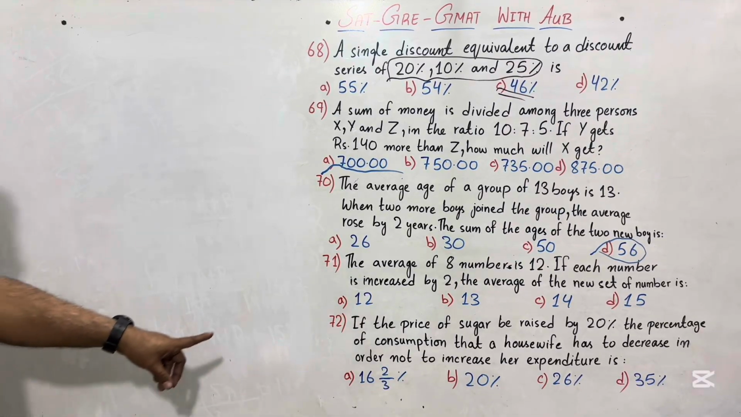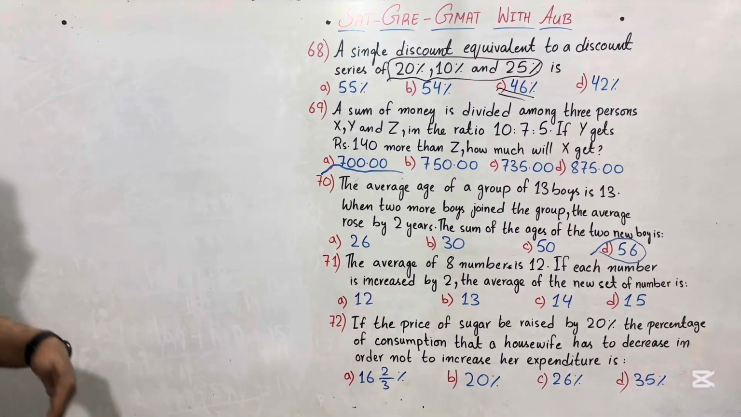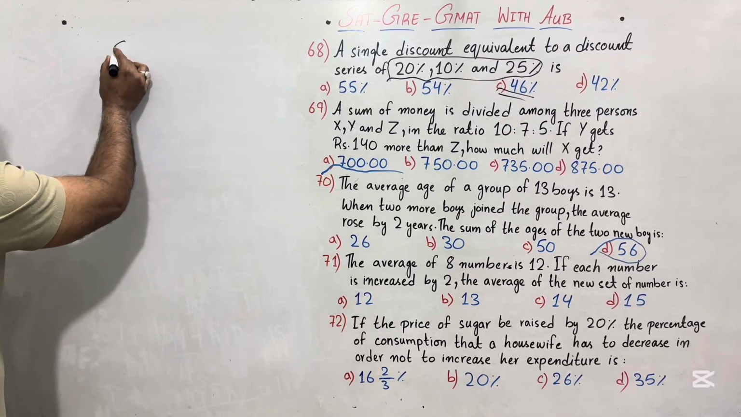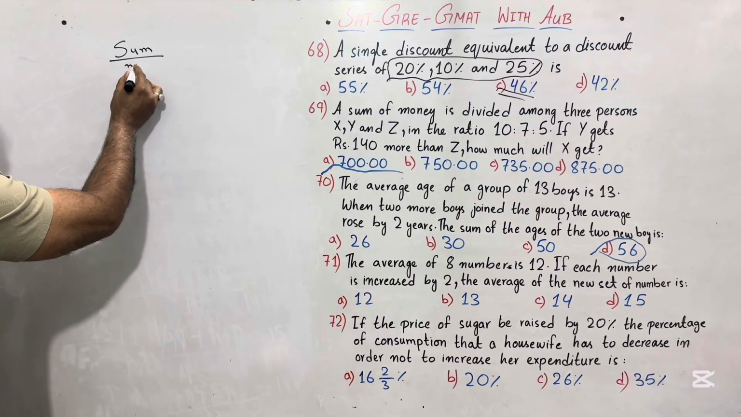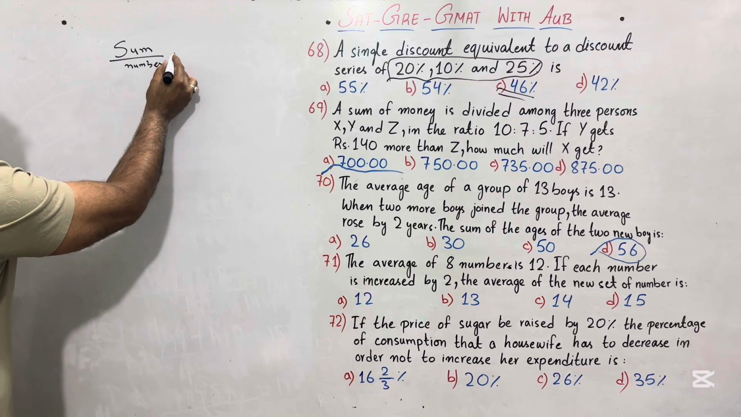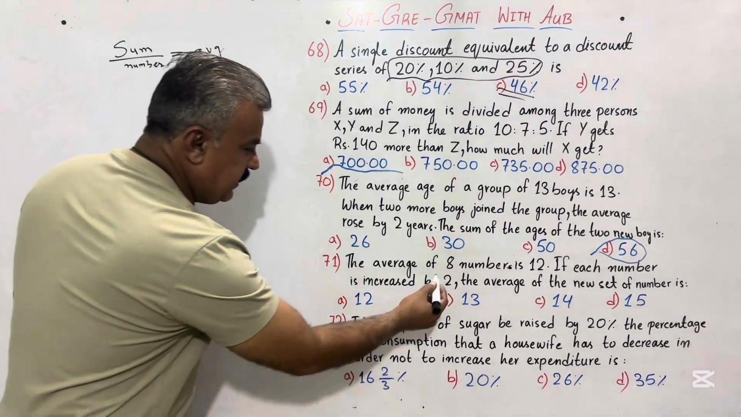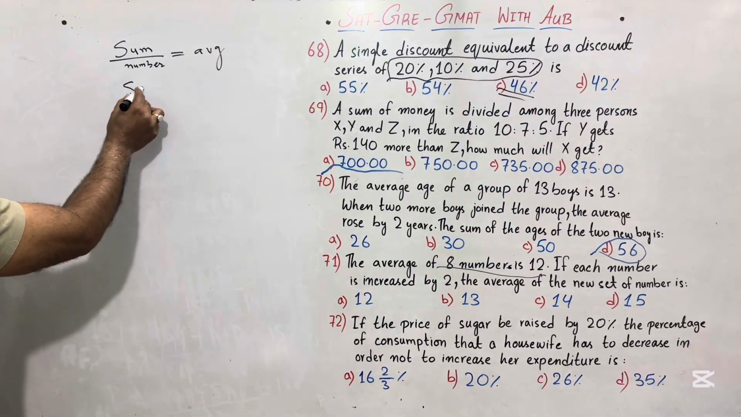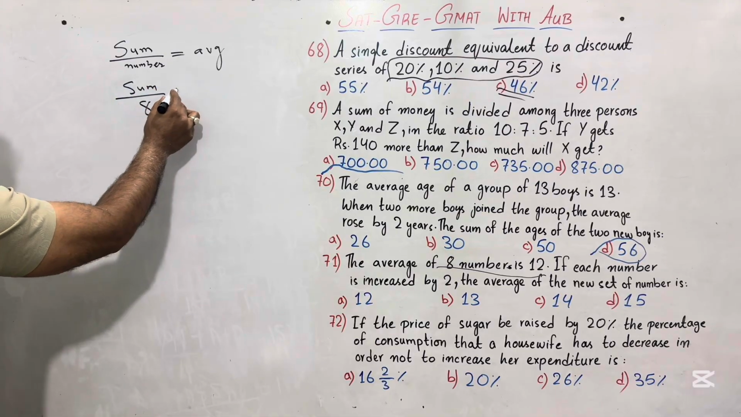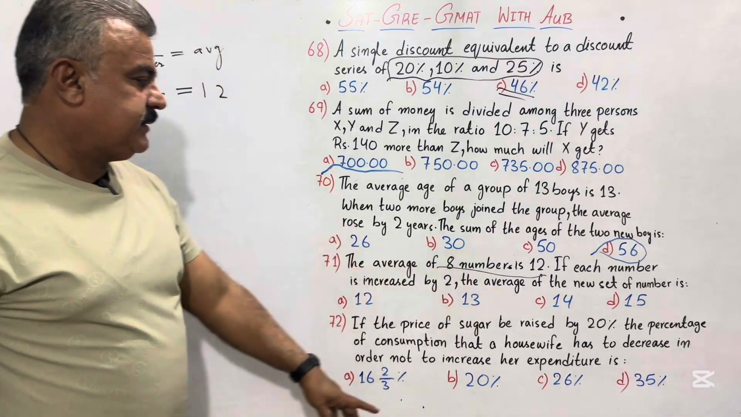If each number is increased by 2, what is the average of the new set of numbers? Firstly, let me write the formula for average: sum divided by number of numbers is equal to average. The average of 8 numbers is 12, so number is 8, sum divided by 8, and their average is 12.